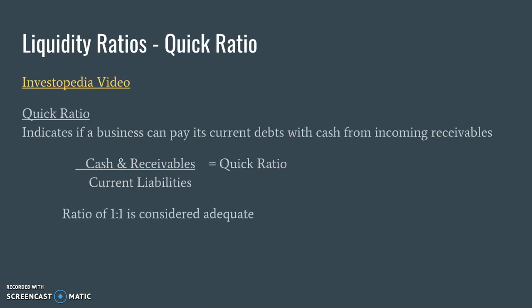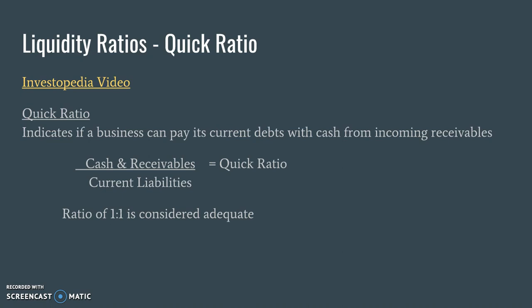The quick ratio. Again, also another one that is represented on the Investopedia video. The quick ratio indicates if a business can pay its current debts with cash from its incoming receivables. All right, so money that we owe versus money that is owed to us, and the relationship between that. If we have current receivables divided by current liabilities, that's going to equal our quick ratio. We are looking for a ratio of 1-to-1, which is considered adequate. However, if we have more receivables coming in than debts to pay, that's even better yet.